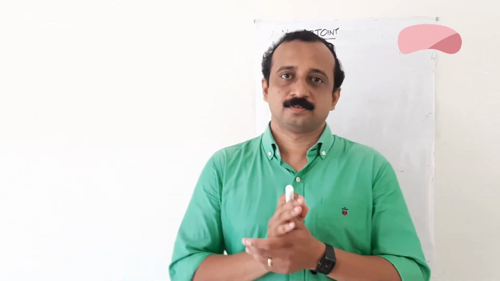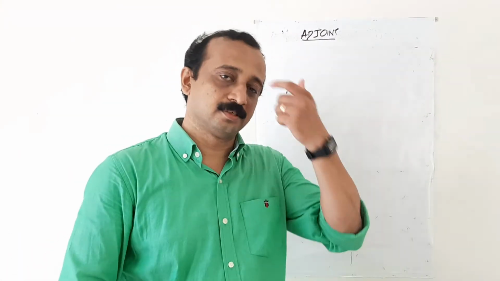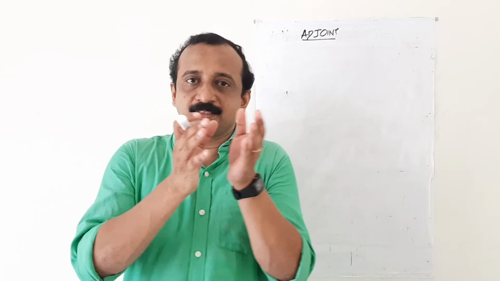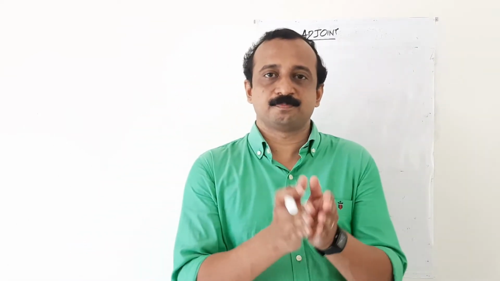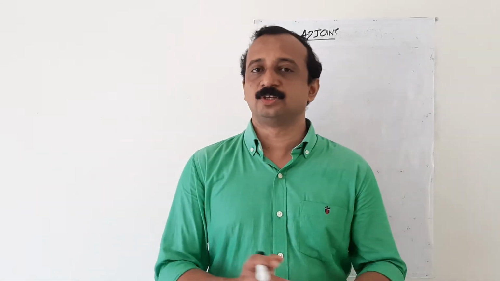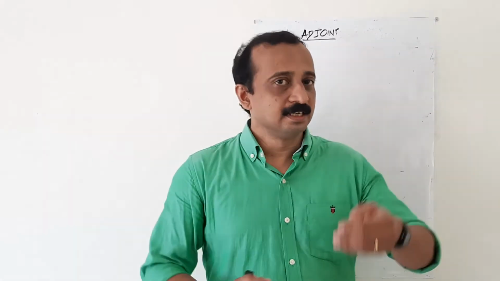Today we have to discuss what is adjoint of a matrix. What is adjoint? Our definition says that adjoint of a matrix is the transpose of a matrix obtained by replacing the elements of the given matrix by their corresponding cofactors.